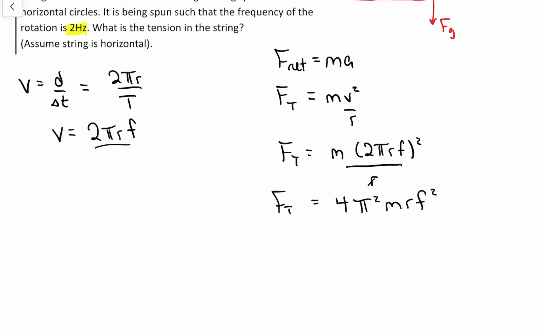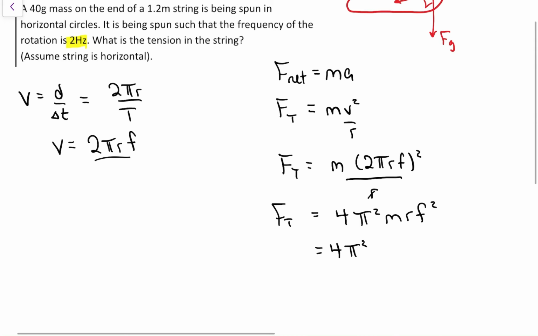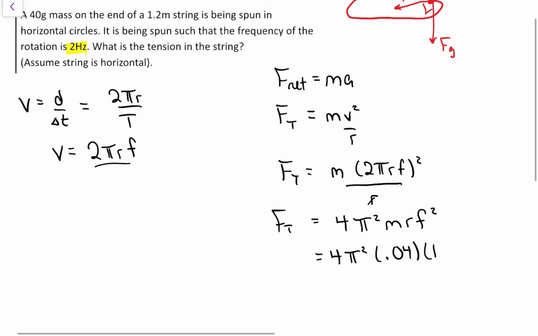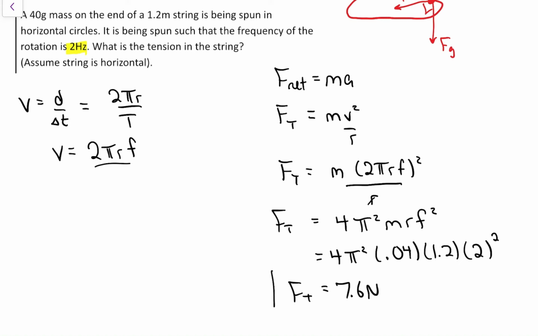In this one, we now know everything but the tension. 4 pi squared, the mass that was made up was 40 grams. Oops, so 40 grams, sorry, not thinking. 40 grams we need to put in kilograms, so 0.04. The radius was 1.2, and the frequency was 2. If you crank all that out, oops, forgot 2 squared. I think I did that right on the calculator when I did it. I got 7.6 newtons.